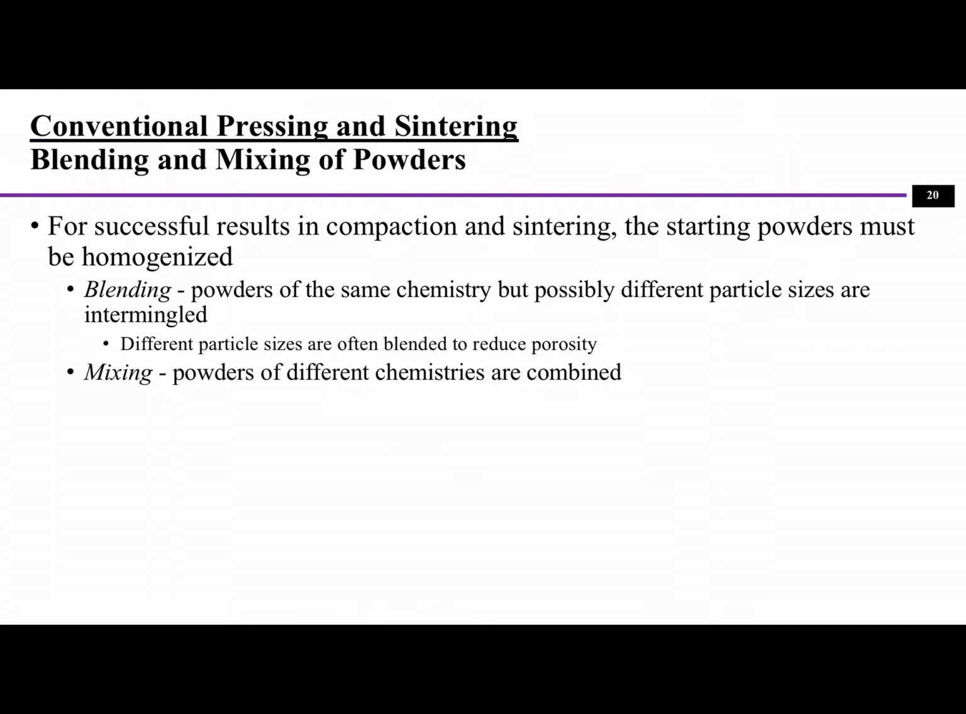First, blending and mixing of metal powders. Blending means the powders of the same chemistry, but possibly from different particle sizes, are intermingled. And mixing means that powders of different chemistries are combined.